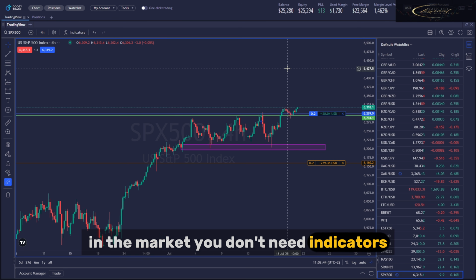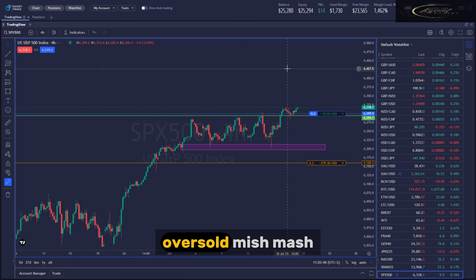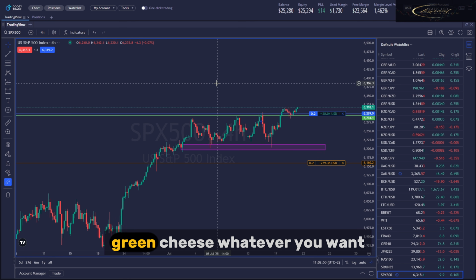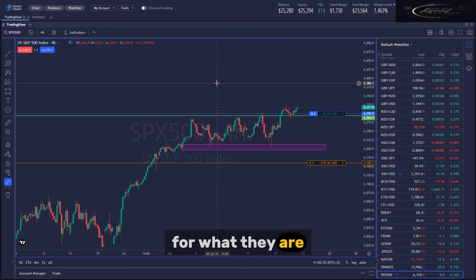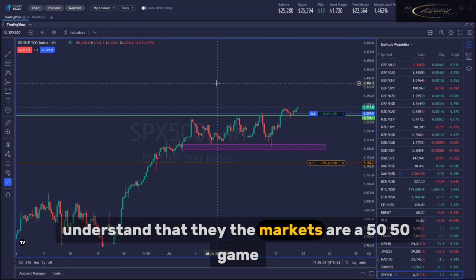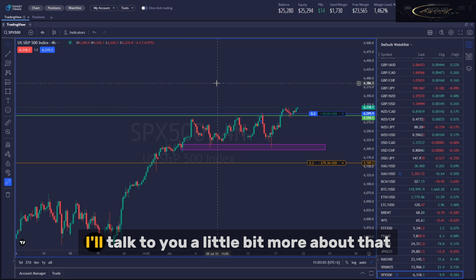You don't need indicators. You don't need little MACD, stochastics, overbought, oversold, mishmash, whatever you want. All you got to do is look at the markets for what they are. Understand that the markets are a 50-50 game. Understand that the market can go both ways. I'll talk to you a little bit more about that after the charts.